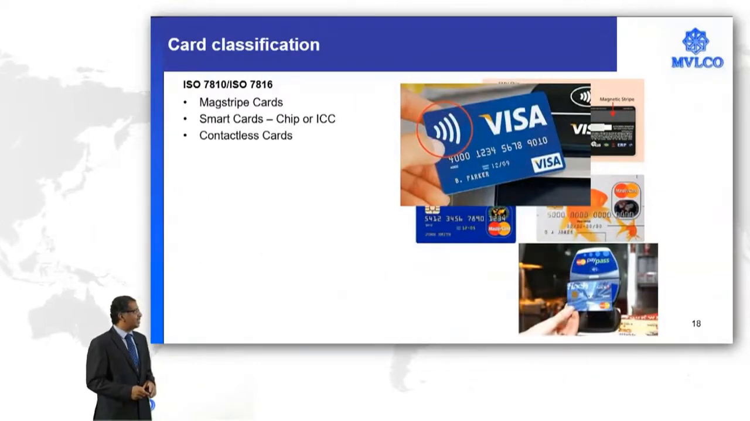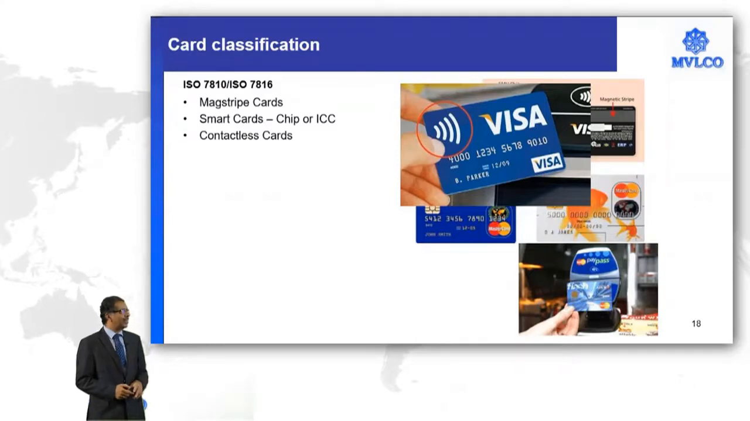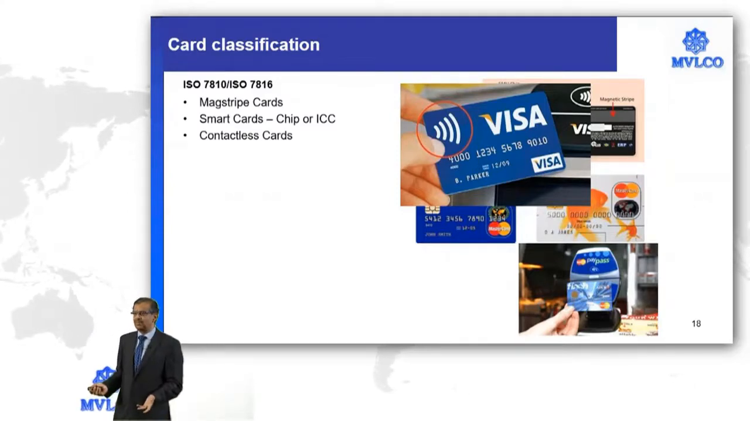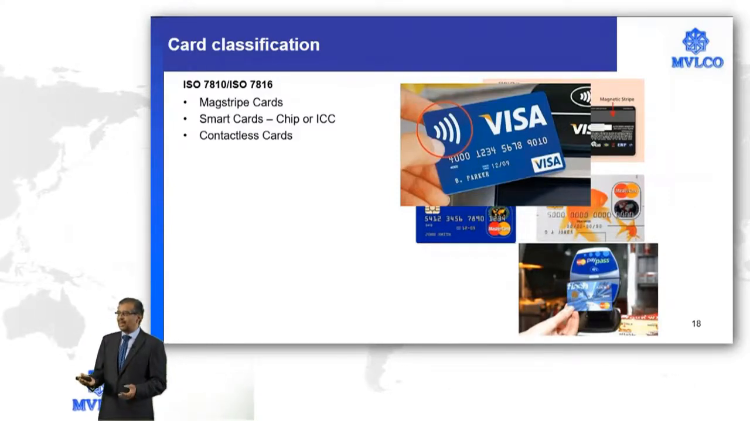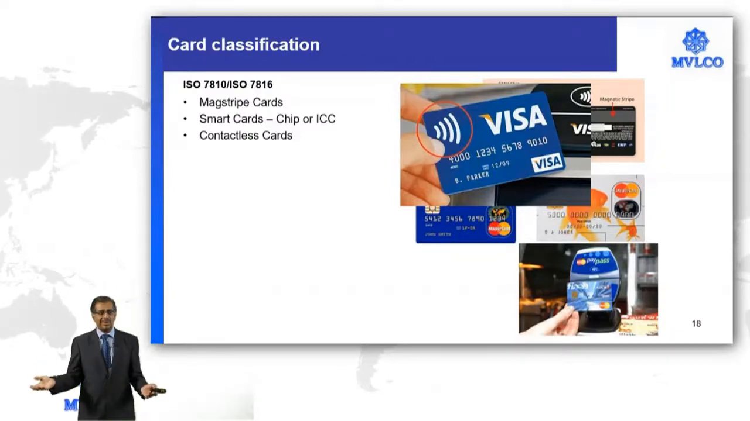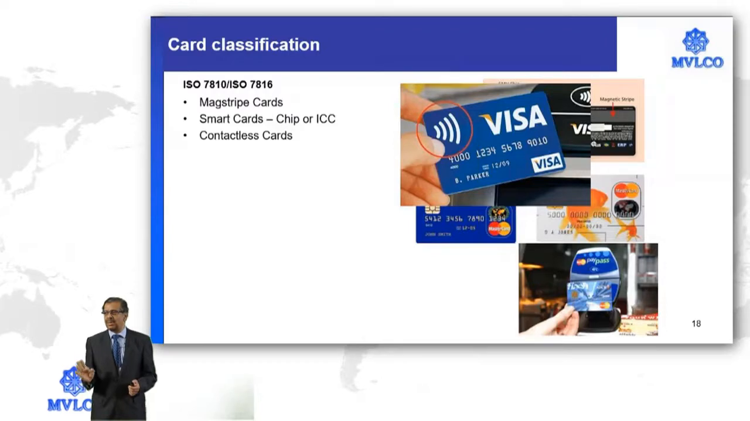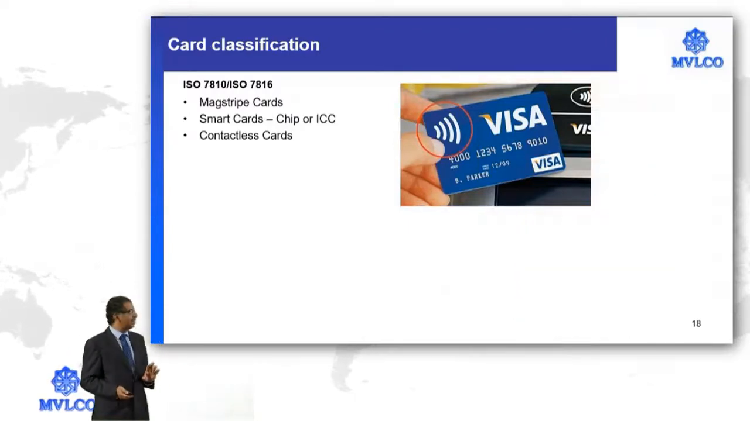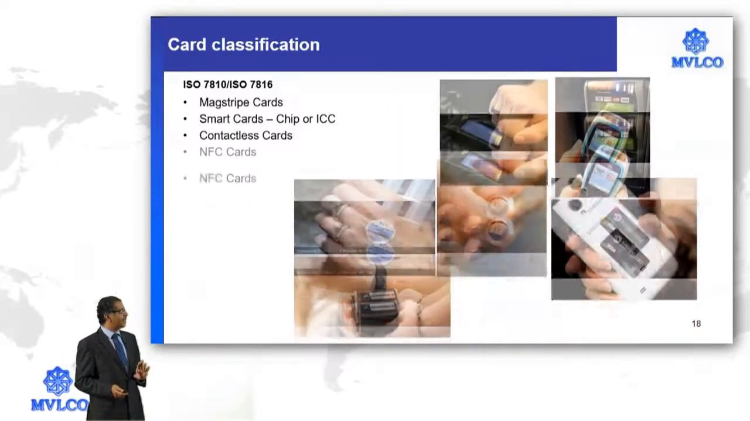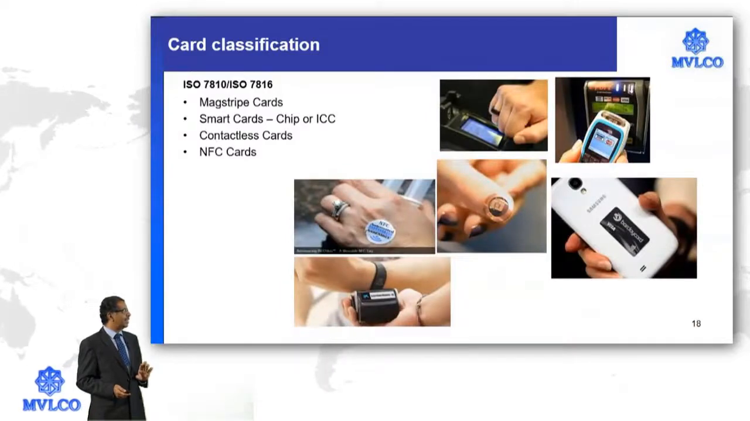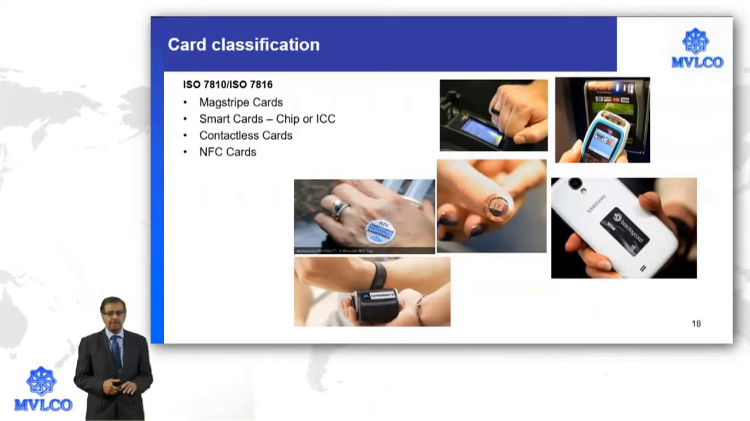Okay. Now this is the second one. The third one is contactless. So in a contactless card, what is the difference? Only that instead of inserting the card, I am going to wave that card. That's the only difference. Otherwise, the basic process of a contact card and a contactless card is identical, not much of a difference. The next type is called the near field communication cards.